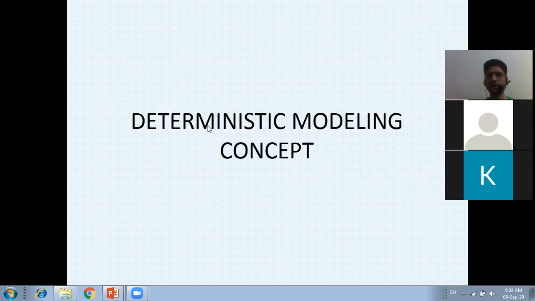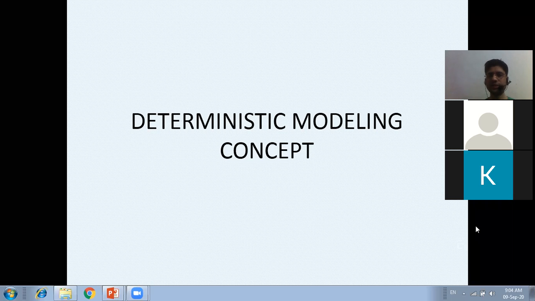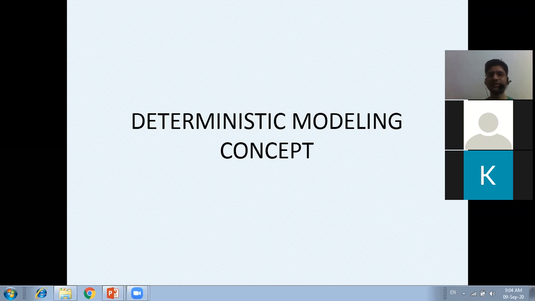Everyone, I'm asking one question. What is the meaning of deterministic? Can you write what you understand by this word deterministic in the chat box? Yes, come on. Are you still sleeping? Come on, wake up. Class has started. What is the meaning of deterministic? Come on, anyone? Come on, beta. By this time you can Google it yourself and answer.